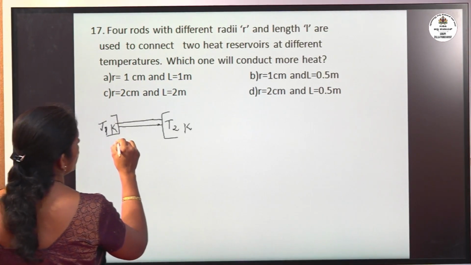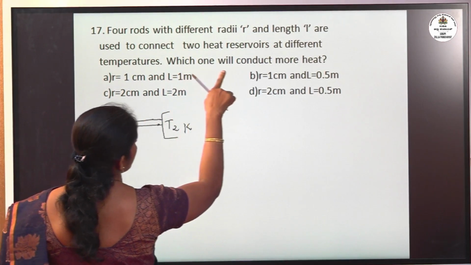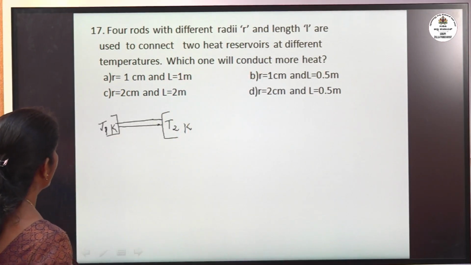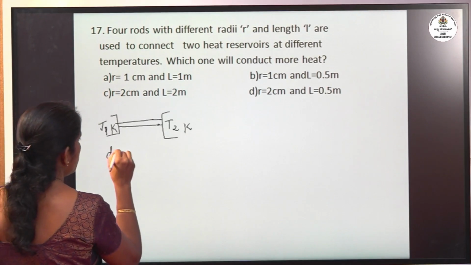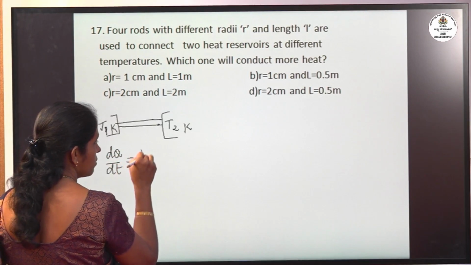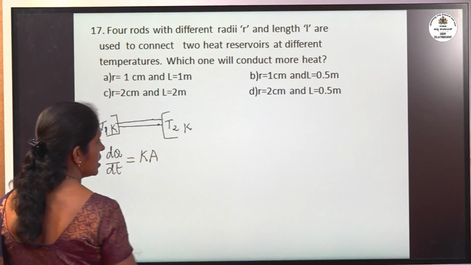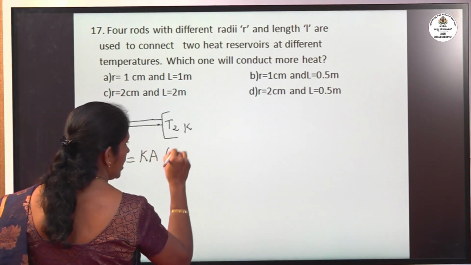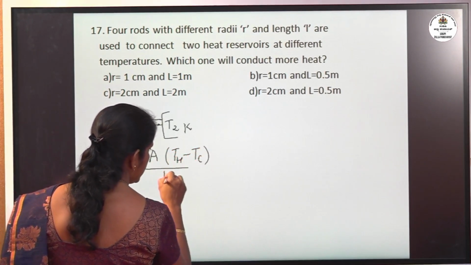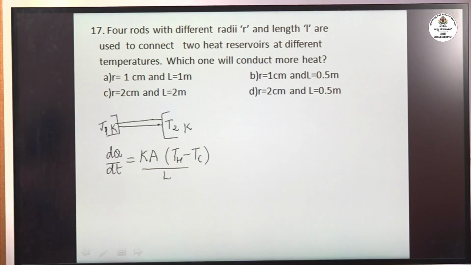Rate of flow of heat. Which one will conduct more heat? dQ by dt, as we have discussed in the previous questions, is equal to K A into the temperature difference between the hot end and cold end, and inversely proportional to length L.